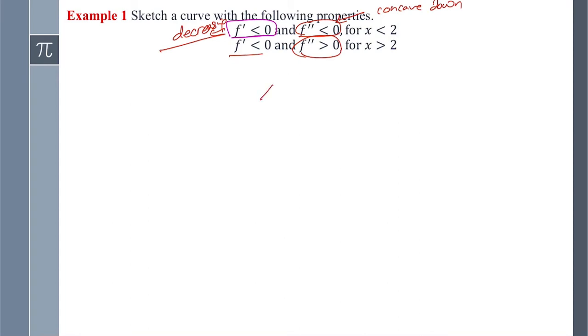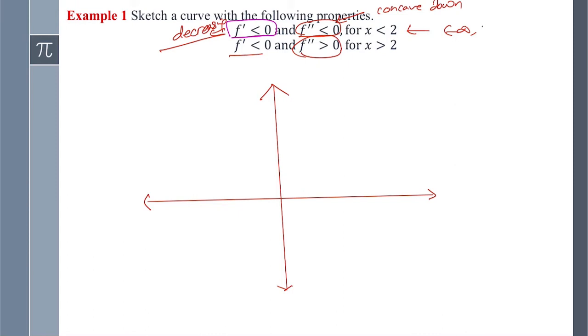So let's just draw this random graph. This is not any particular function, so there's no unique answer for this one. You can have a different graph for this one. Our first interval is from negative infinity to 2, and the second interval is 2 to infinity, so I'll just put 2 here. On the left of 2, the function is decreasing and concave down, so it should look something like this. And then on the right of 2, the function is still decreasing, but it is concave up, so it might look something like this.